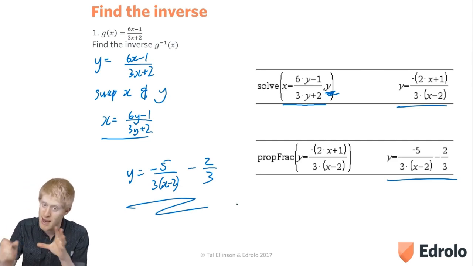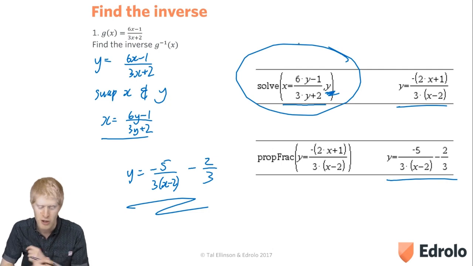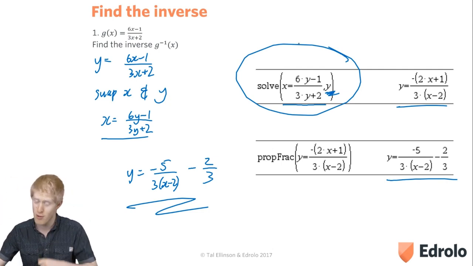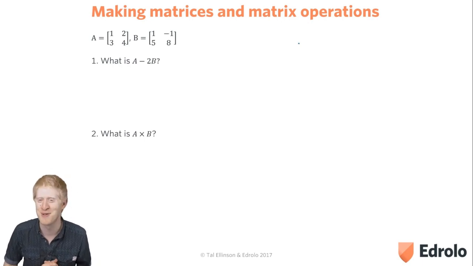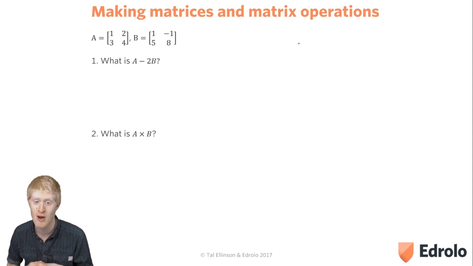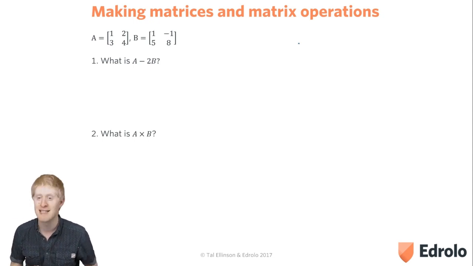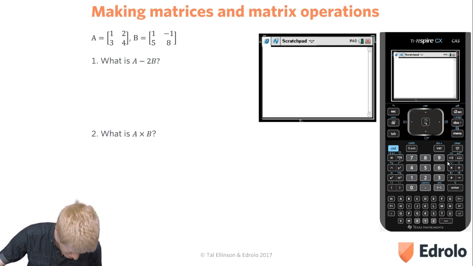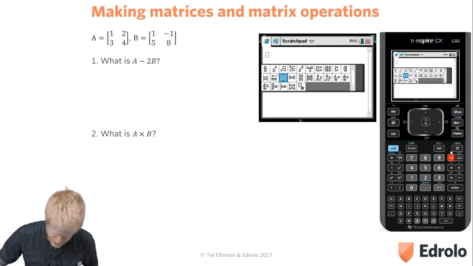But this is the really main point of this slide, is that you can use the solve function to rearrange your equation even when it involves two variables. Pretty cool. All right. How do you use your calculator to create matrices and then simplify matrix expressions or even solve matrix equations? Let's have a look. See, on the calculator, you can create matrices using this wonderful button over here. That looks like a matrix.